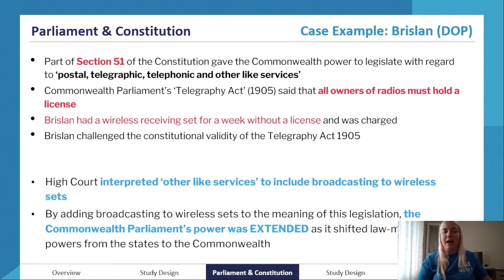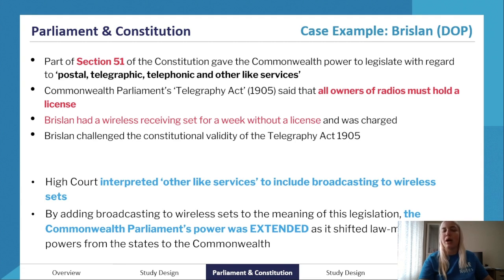And they decided that other like services would include broadcasting to wireless sets and radios. Therefore, this law was not unconstitutional. It's just that future technology could not be predicted when this section was created. And this is why this broad term, other like services, was included to refer to any other types of technology.